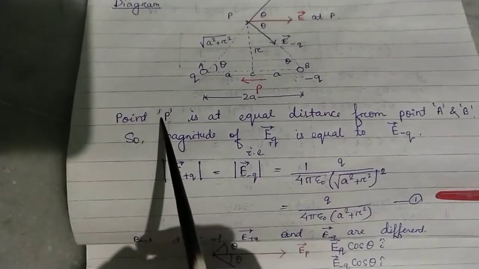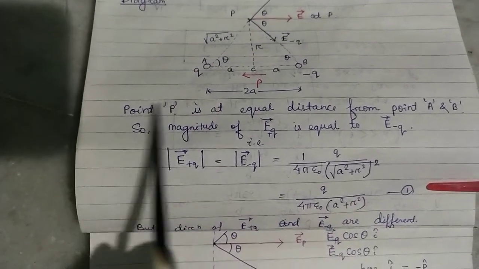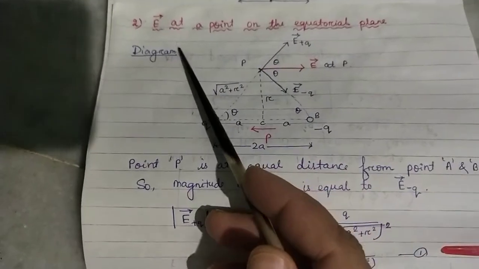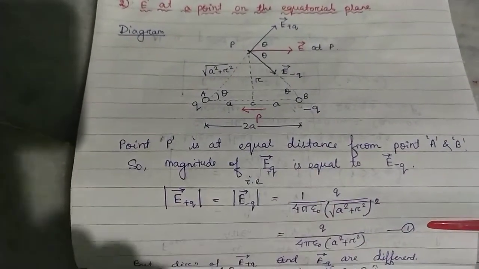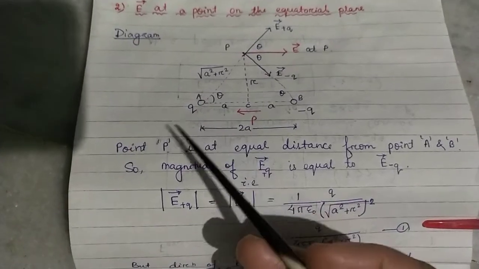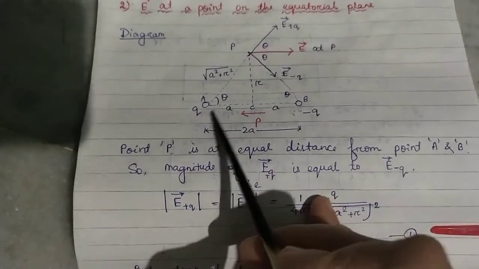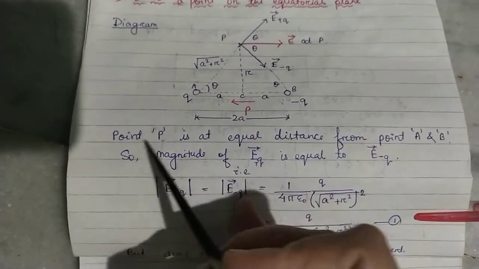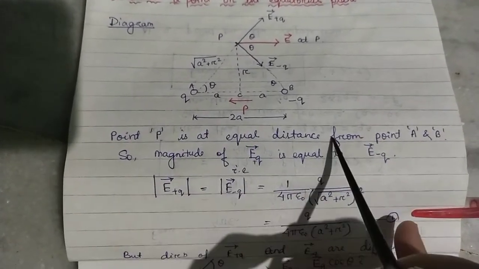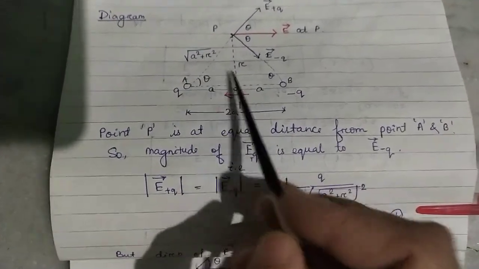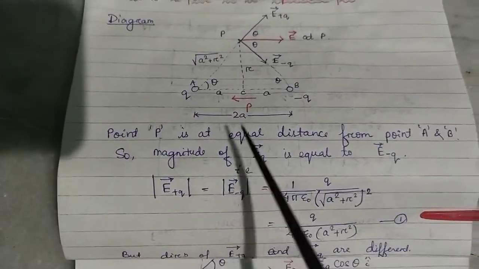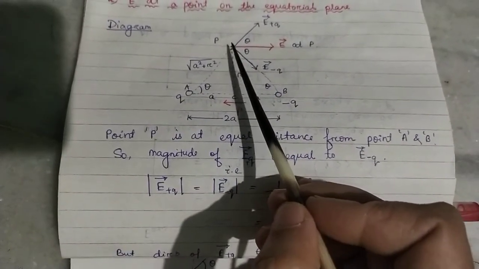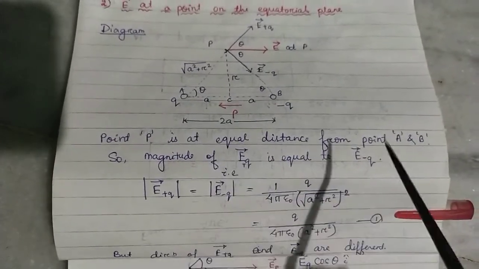Next we will see, unlike in the case of calculating the electric field at an axial point where the distance of the point P was different from the two charges, here you see the point P is situated equally from points A and B. I have written here, point P is at equal distance. What is the distance? Square root of a square plus r square from points A and B. So what will happen? The magnitude of the electric field at the point P due to plus Q charge and minus Q charge will be equal.